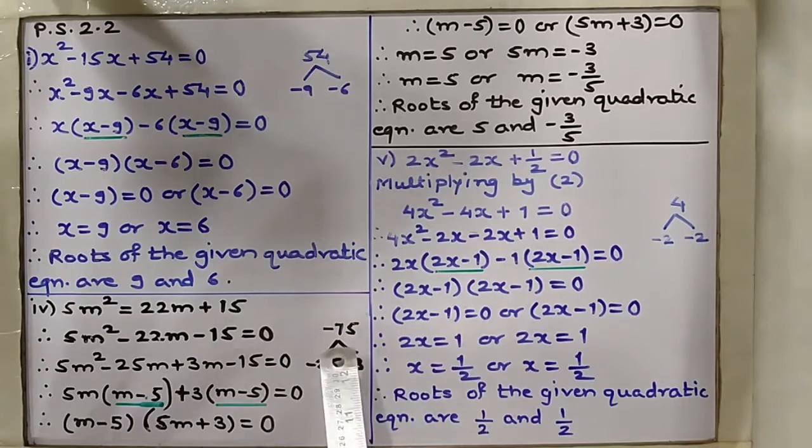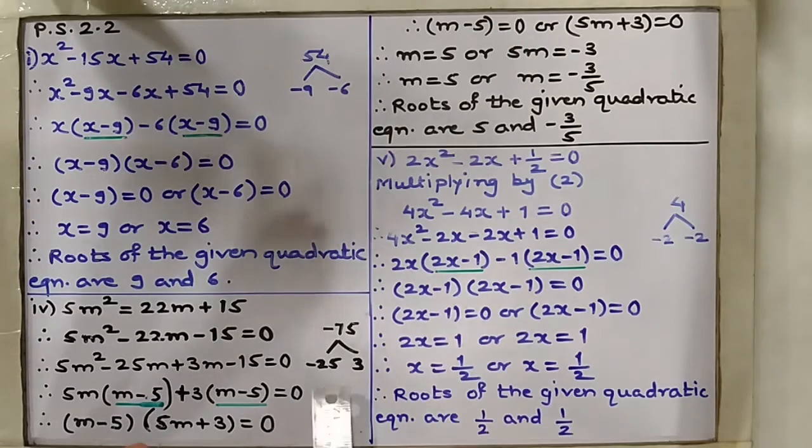Now the product that we want is negative, which means one of the numbers is negative and the other number is positive. And the sum that we want is also negative. Okay, so when will it be possible? It will be possible when the bigger number is negative and the smaller number is positive.